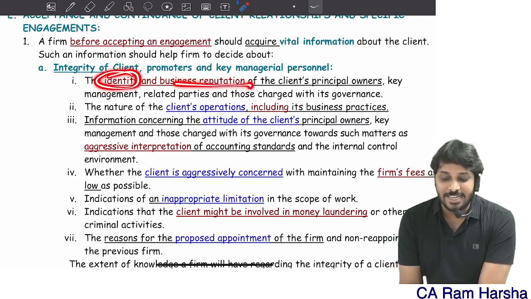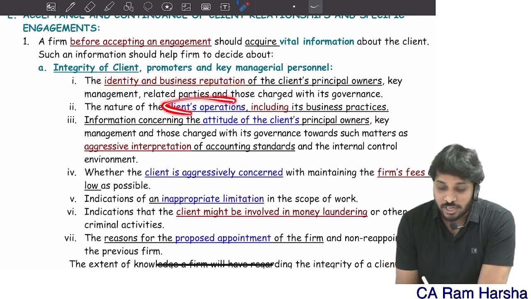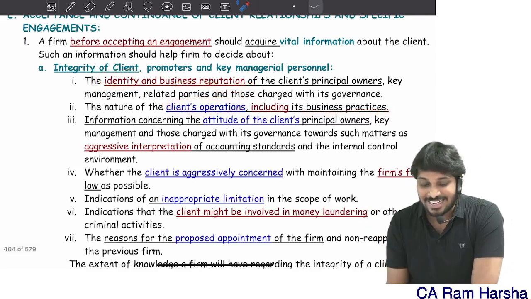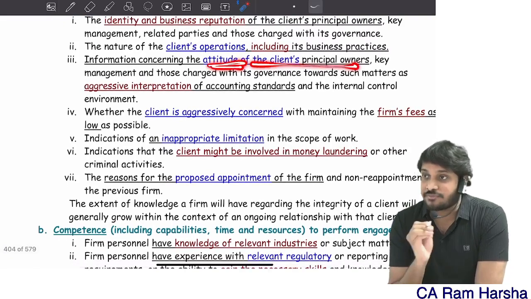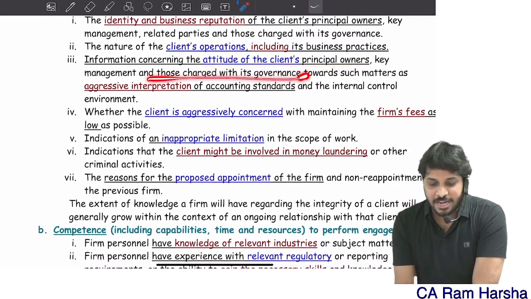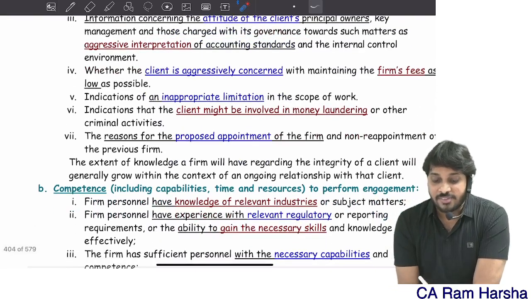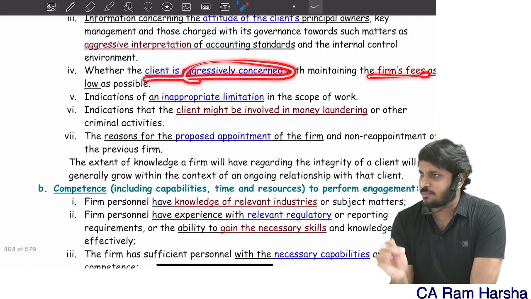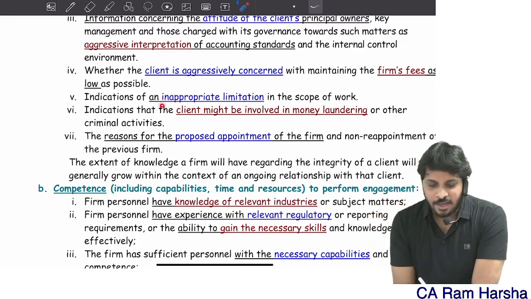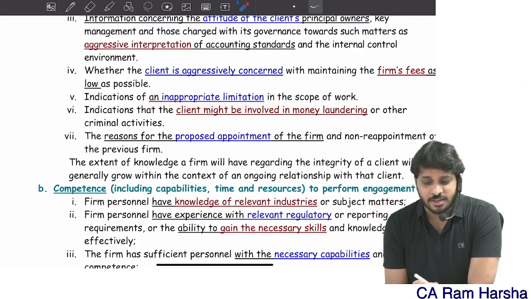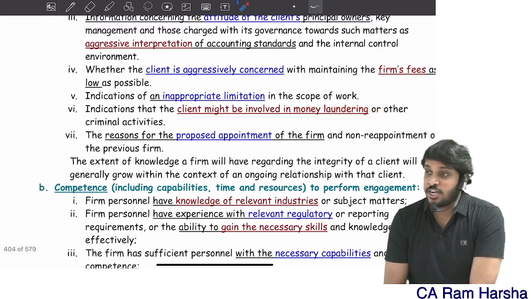What is the identity and reputation of the client? What are the operations and their business practices? What is the attitude of the client to owners? Top management, what is their attitude? Are they aggressively concerned about our fees? And is there any limitation on your work? Is the client involved in money laundering?